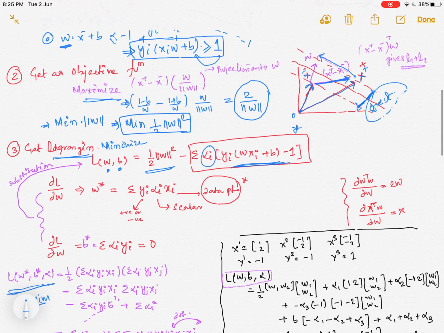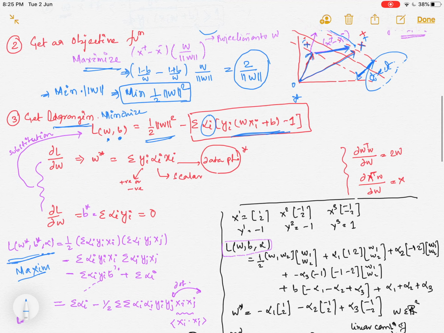Now if we differentiate the Lagrangian with respect to w, we will get w star, which is what we are after, equal to sigma yi alpha i xi. Xi are the data points that are given, alpha i is a scalar, and yi is either positive or negative, which we have defined at step 1. And if we take the differentiation with respect to b, we will get b star: sigma alpha i yi equal to 0.